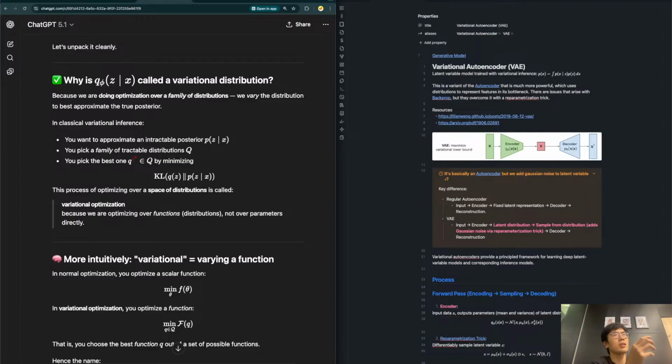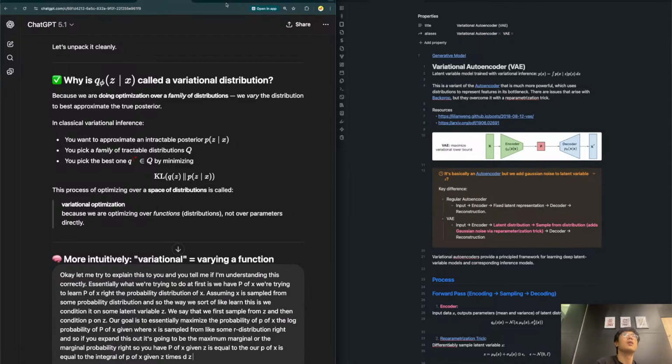And so if you expand this out, it's going to be the marginal probability, right? So P of X is equal to the integral of P of X given Z times P of Z dZ, right?